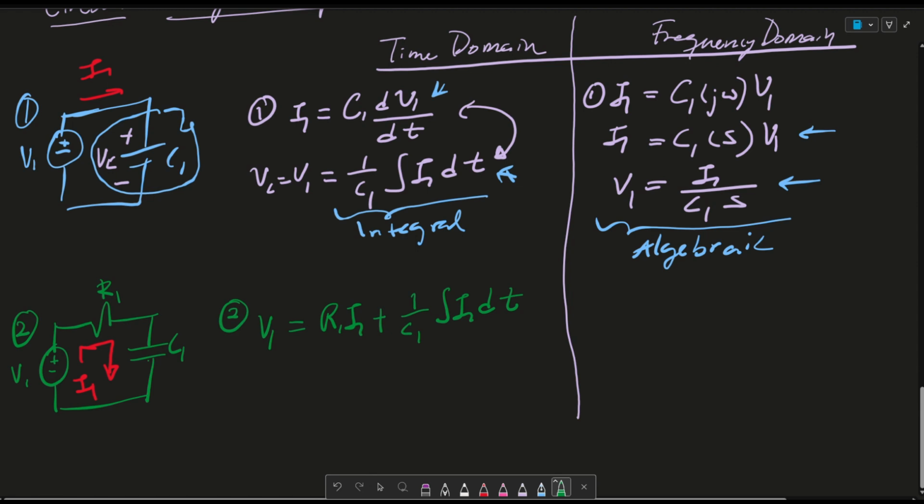And we can write the same thing in the frequency domain as V1 equals R1 I1 plus I1 over C1 s. Again, as you can see, this one has an integral, and this is a division, which is easier to work with.